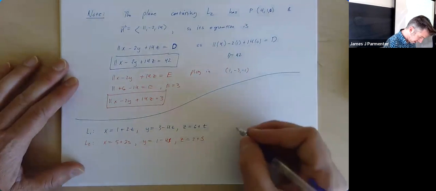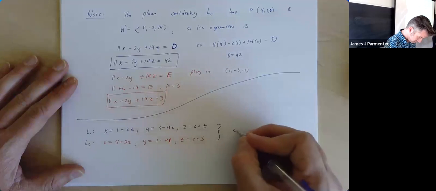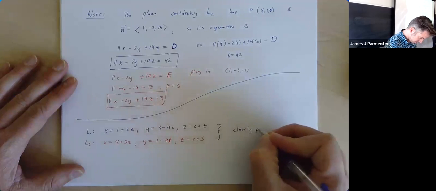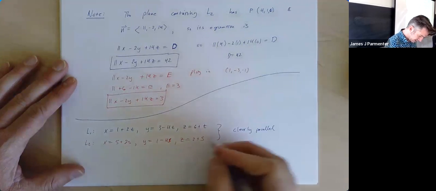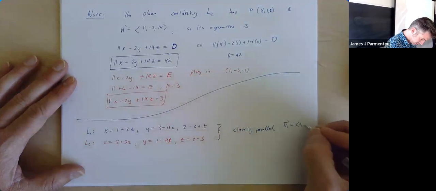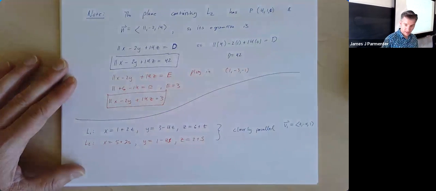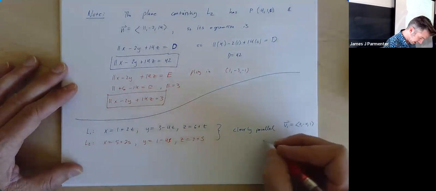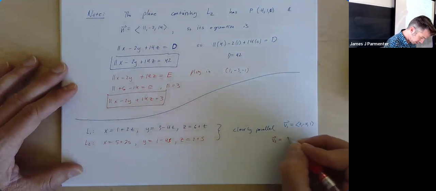These lines are clearly parallel. As the vector for the first line is just 2, -4, 1. And the vector for the second line is a multiple, it actually happens to be the same, but they could have been multiples and that also would have worked out just fine.